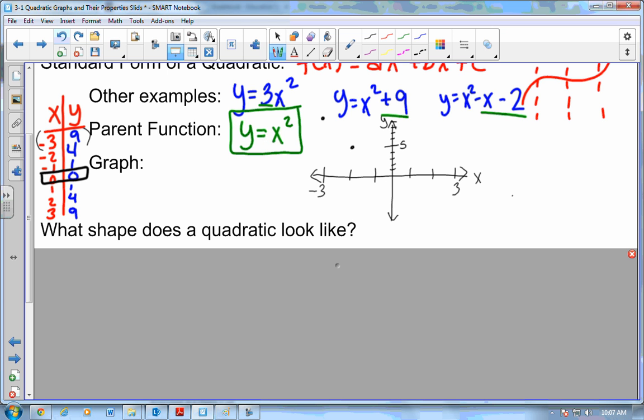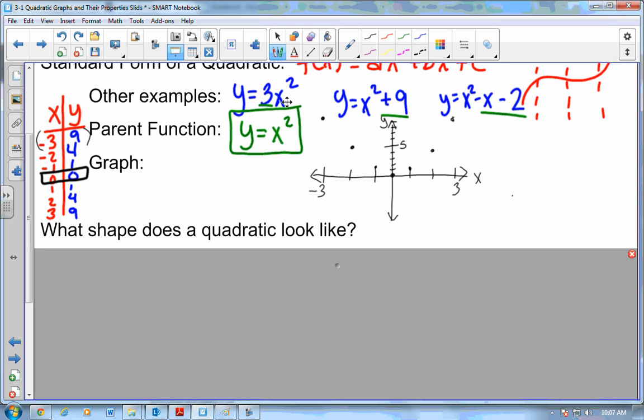Any questions so far? -1, 1. 0, 0. 1, 1. 2, 4. 3, 9. And if we connected those, what shape would take place? Yeah, it should be a U.